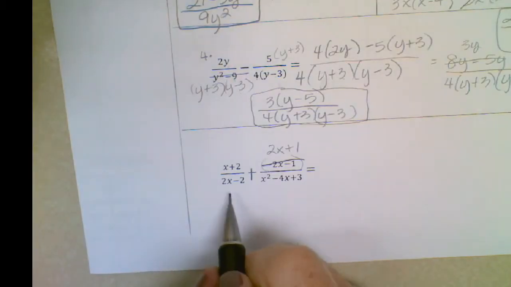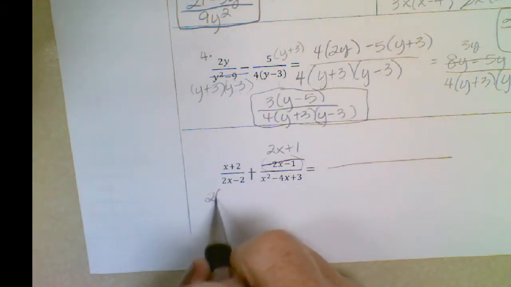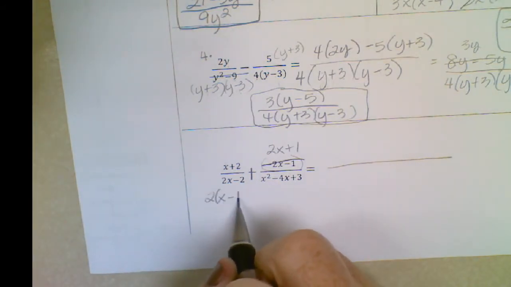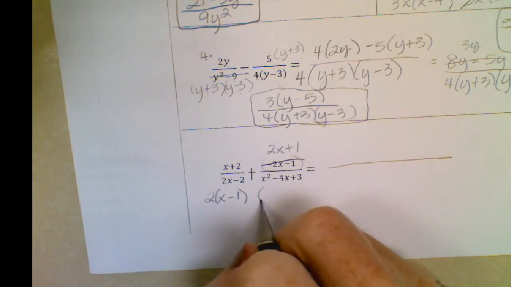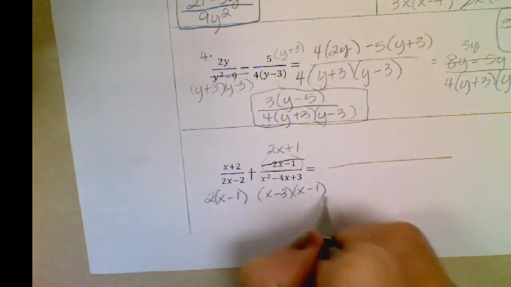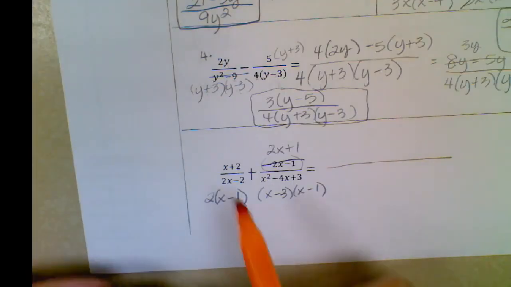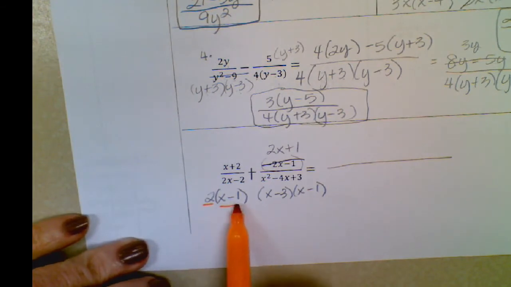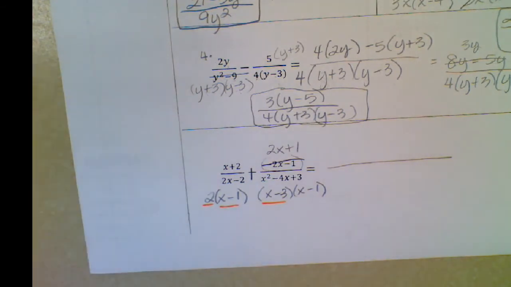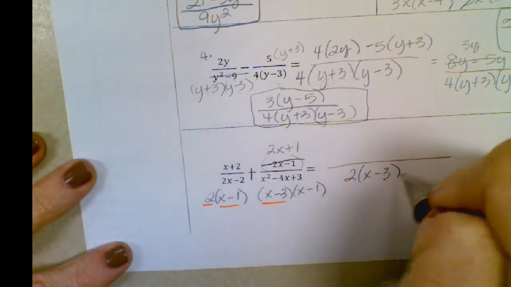Let's go ahead and factor things out, because then we can see what we need and what we don't need. So 2 and x minus 1. And this factors to x minus 3 and x minus 1. So the three unique factors that I've got going on down here are 2, x minus 1, and x minus 3. So that's going to be my common denominator.